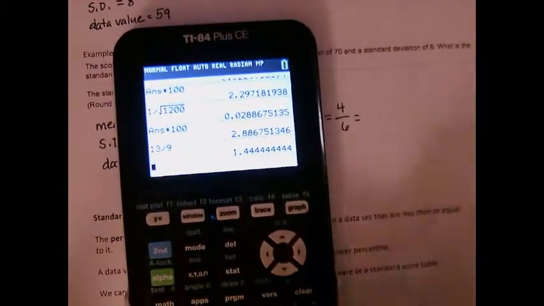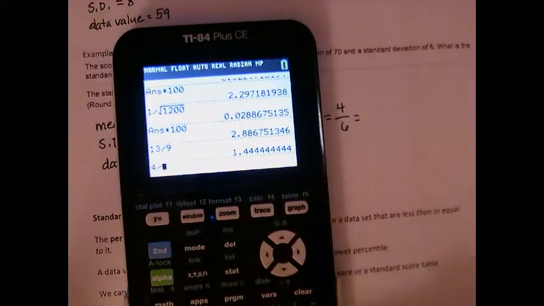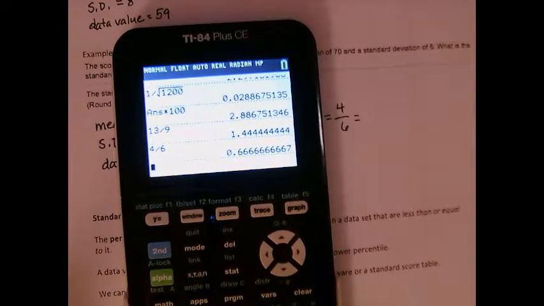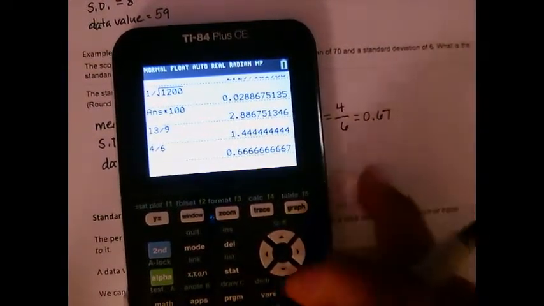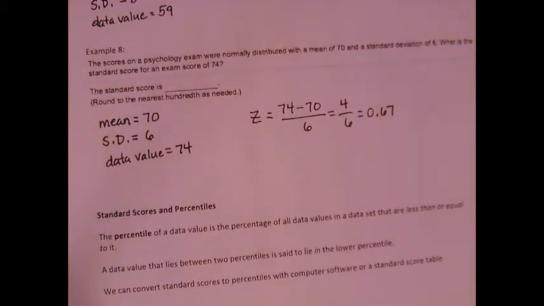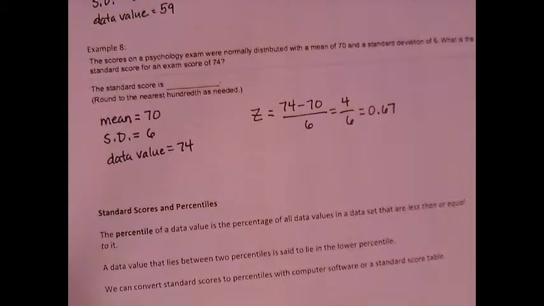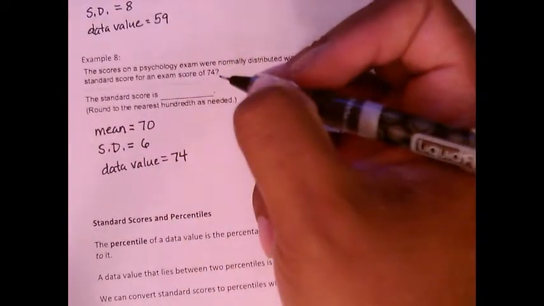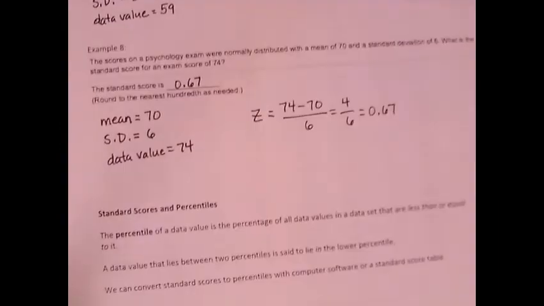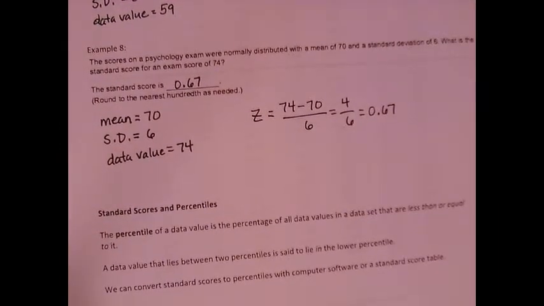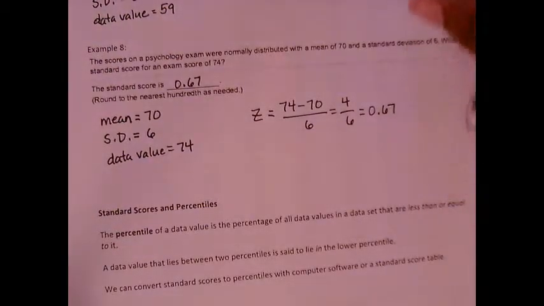Okay, and I'll put this up here so that you can see what's going on. 4 divided by 6, to 2 decimal places, will have to be 0.67. So that means the exam score of 74 is 0.67 standard deviations above the mean of 70.